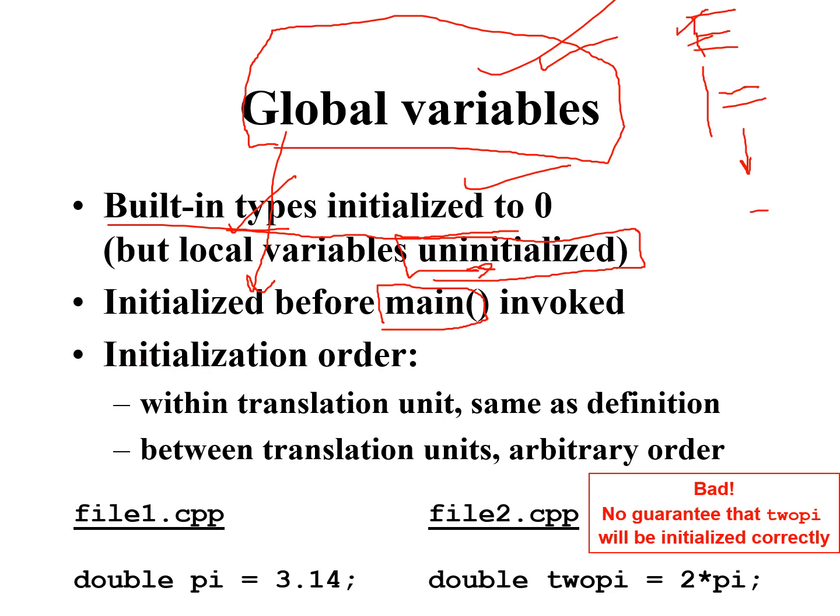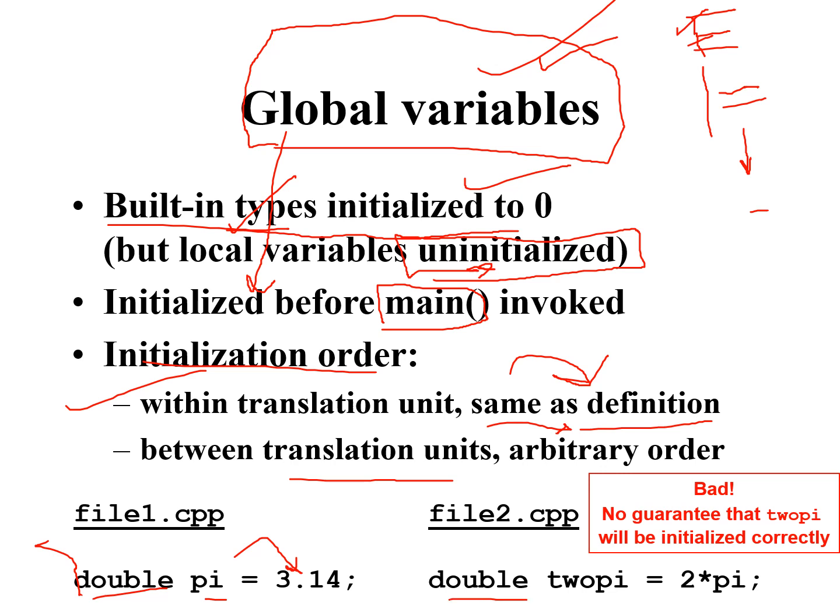So, initialization order. Within the translation unit, it is the same as the definition, and between translation units, it has arbitrary order. Here is the same thing given over here. We have defined the value of pi as 3.14 for the entire code, and we have defined the value of 2 pi as 2 into pi. It means 2 into 3.14 for the entire code.